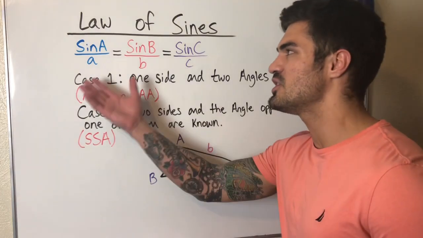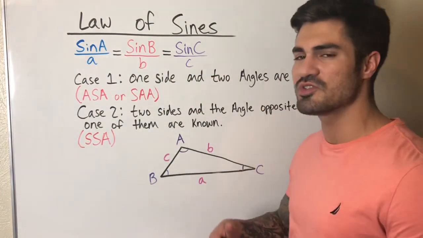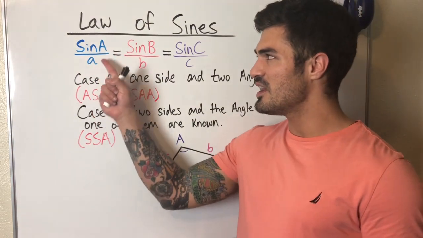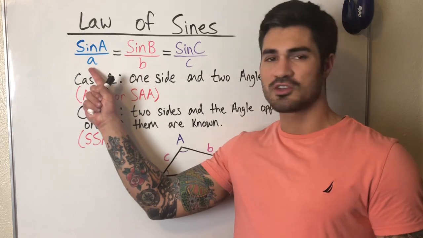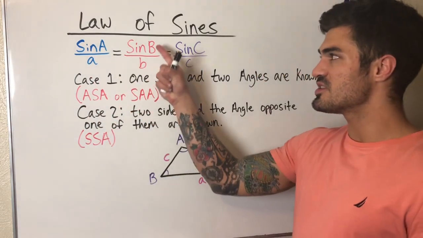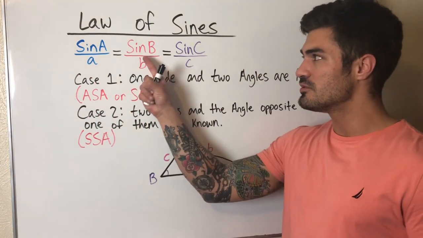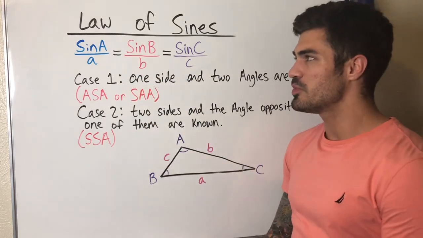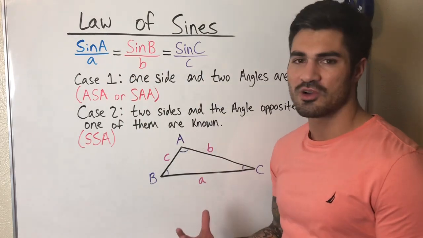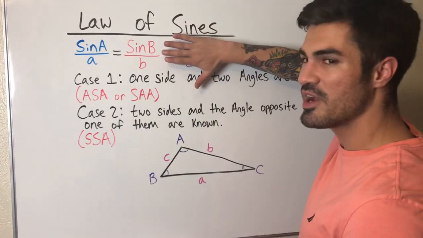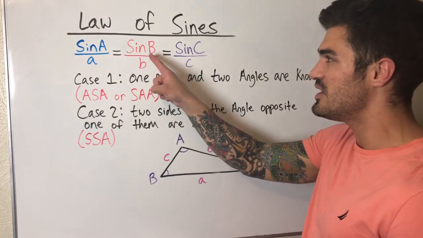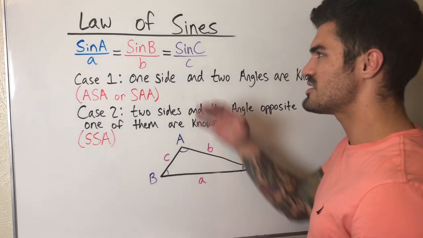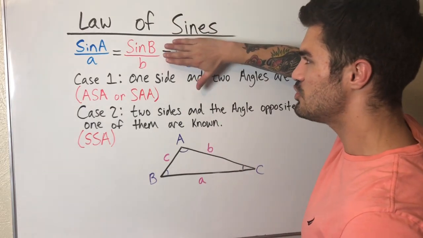The law of sines is basically a formula, and it shows the relationship between the sine of an angle and the side length across from that angle. That equals the sine of any other angle over the side length across from that other angle. So when we're using this in practical terms, we only really ever compare two: either A and B, A and C, or B and C. But this is the full law of sines. When we're actually using it, we're just comparing two of these.